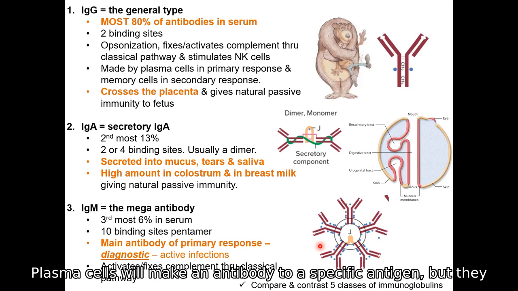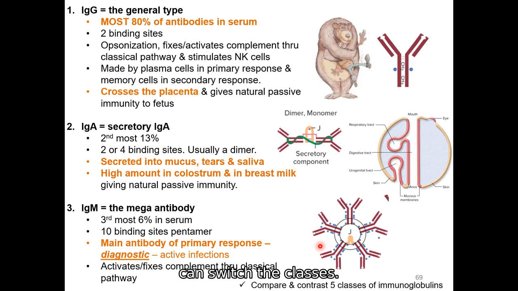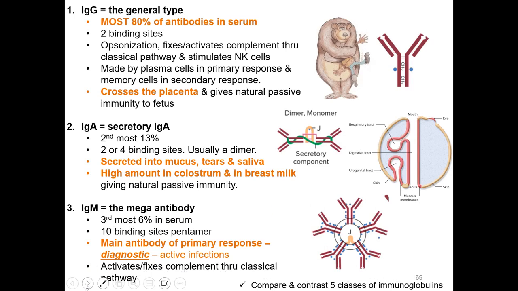Plasma cells will make an antibody to a specific antigen, but they can switch the classes. Okay, they can switch out the stem part. It too is capable of activating complement.